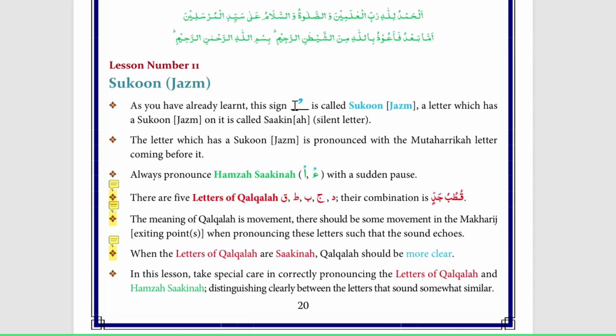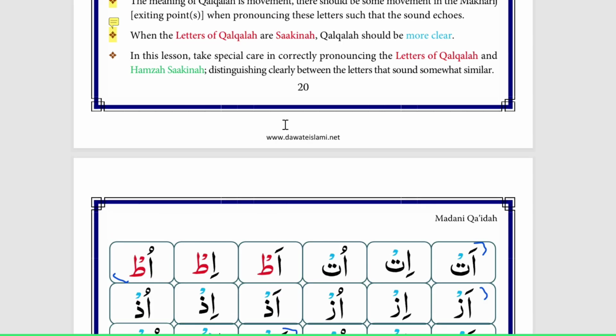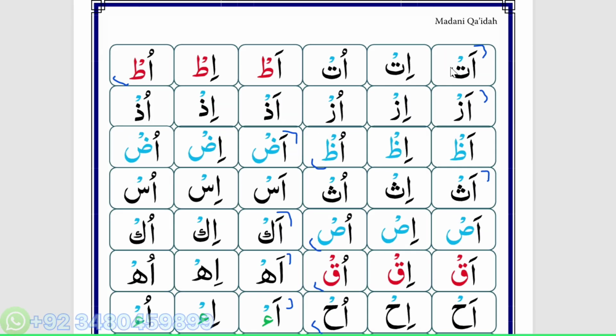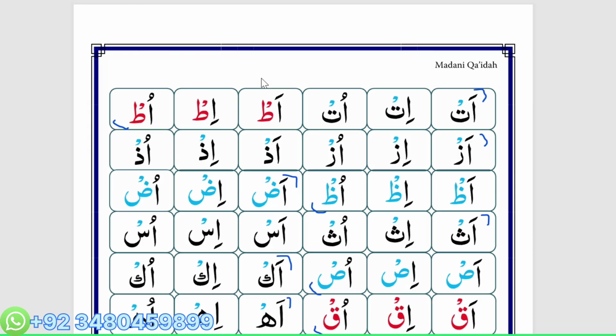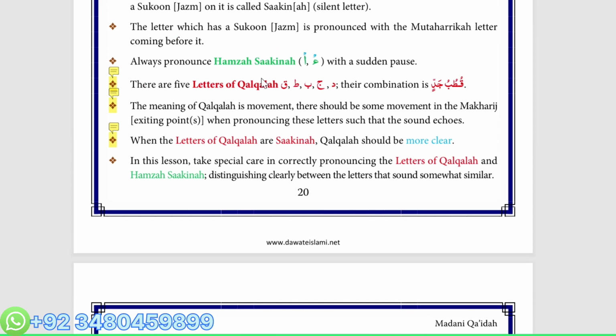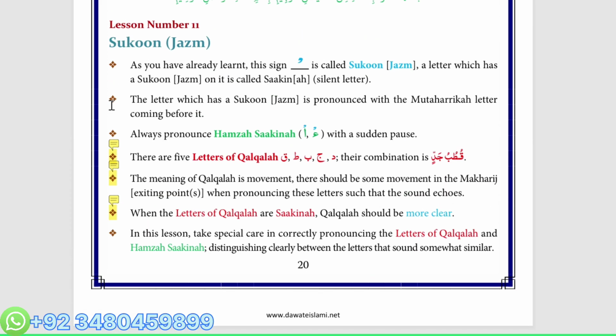As we have learned in previous lessons, the little dal shaped sign is called Sukoon. A letter which has a sukoon on it is called sakina. For example, here we can see ta has sukoon on it, so you can say ta is actually ta sakina. Similarly, this ta has sukoon or jazm on it, so you can say this ta is actually ta sakina in this way.